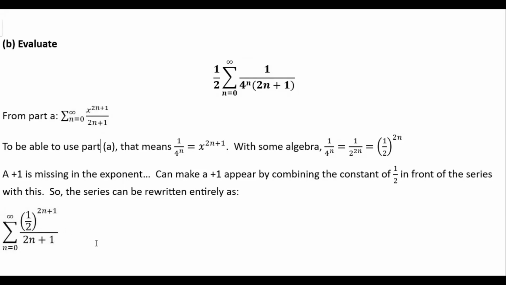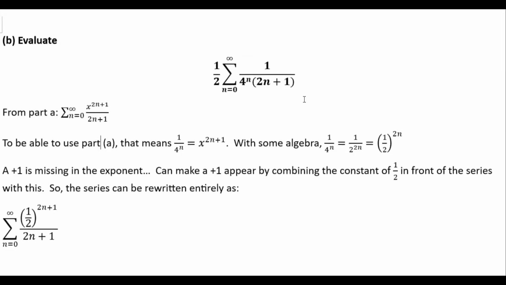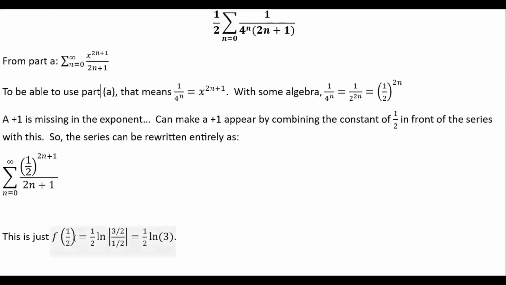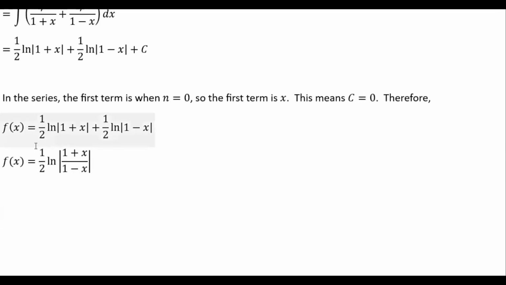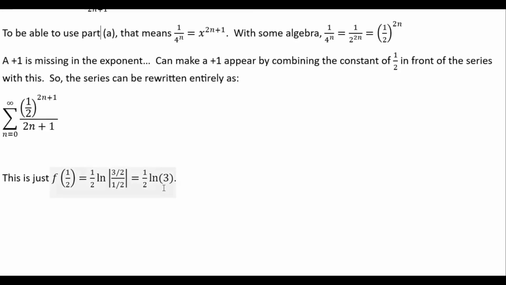Okay, hopefully that's clear. So then, what does that mean? That means we can evaluate this by just f of half, which we found in the previous problem. f of x is this, so f of half, we plug in x is half. So that's half ln 3.